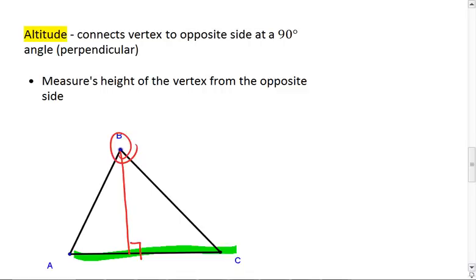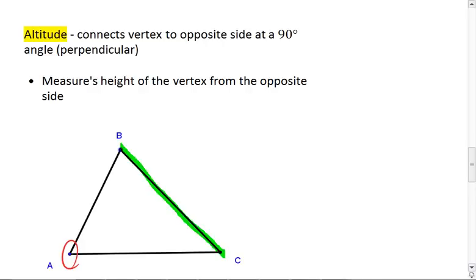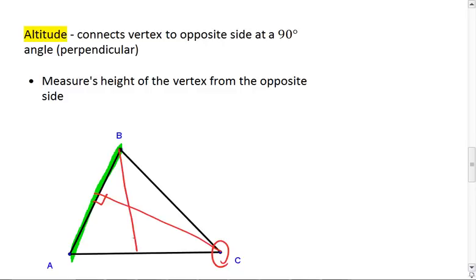But we could theoretically rotate our triangle. Say instead we were looking at vertex A with side BC. Well, we would draw a perpendicular to BC that passes through vertex A. Or we have another altitude. Say we are focused on vertex C with side AB. And there's another altitude. What we see, yet again, is that these three lines are concurrent.